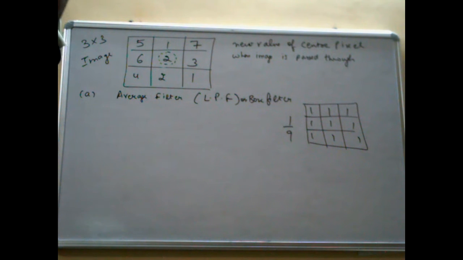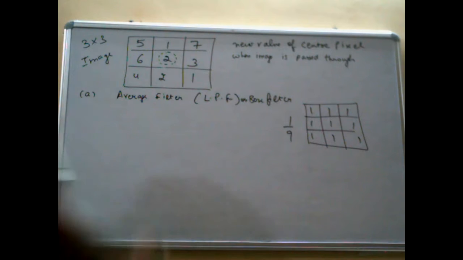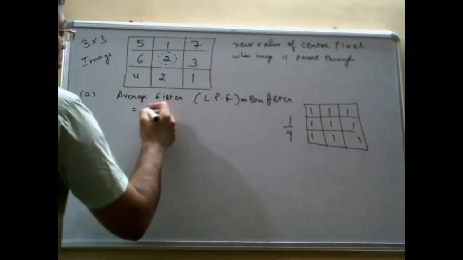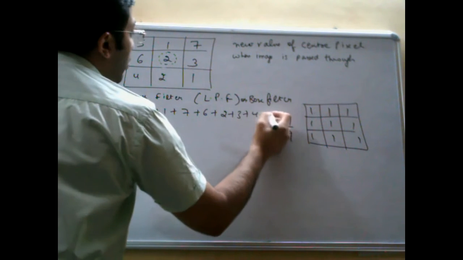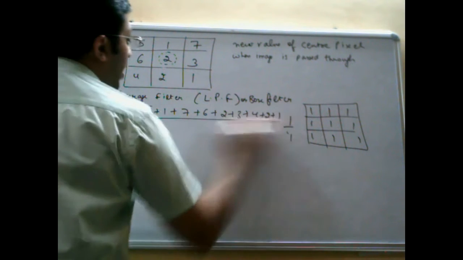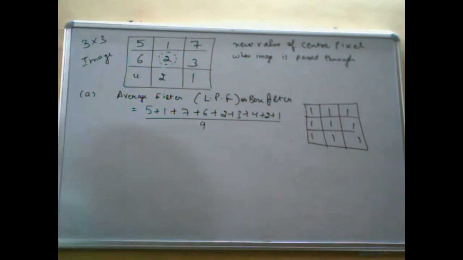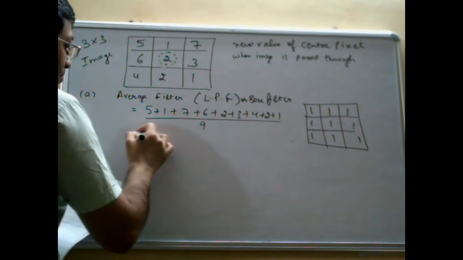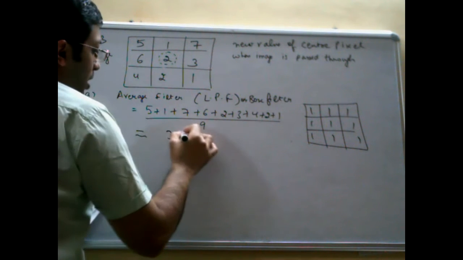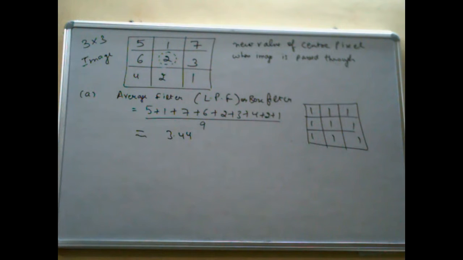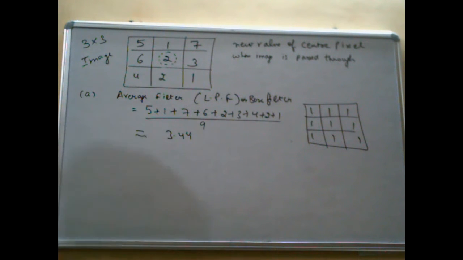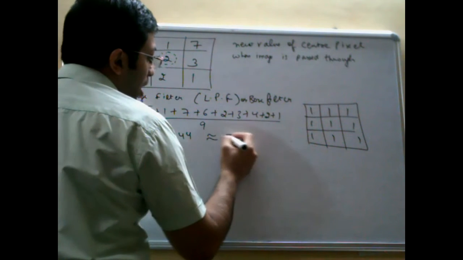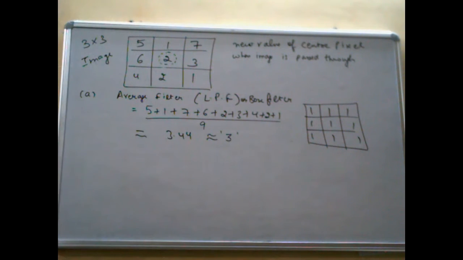Okay, so what is going to be the answer? It is going to be 5 plus 1 plus 7 plus 6 plus 2 plus 3 plus 4 plus 2 plus 1, whole divided by 9. Add all this, whole divided by 9. You will get in decimal 3.44. Okay, but 3.44 is not a pixel value. So you are going to round it off. The answer is going to be 3.